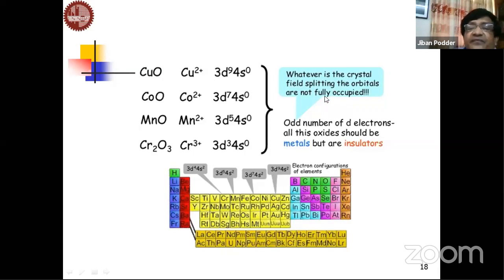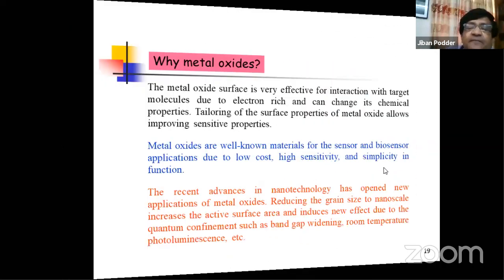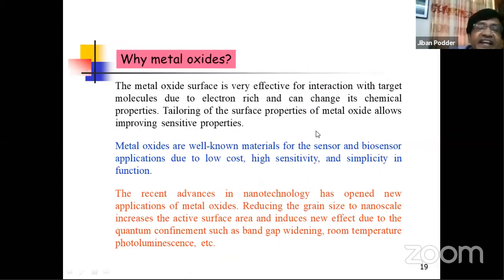Mainly the d shell is not fully occupied, and this is the characteristic of the transition metal oxides. And this is the beauty: they can change the chemical bonding, chemical reactivity, oxidation state, oxidation number, and coordination number. Because of this specialty, we always prefer the transition metal oxides, and we also look at transparent metal oxides.